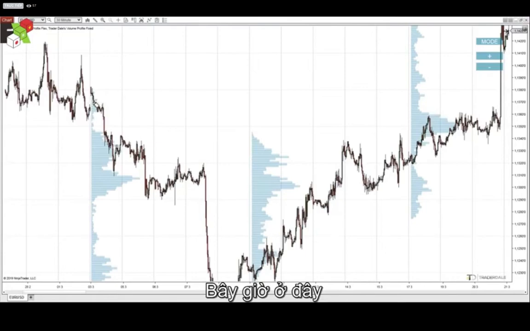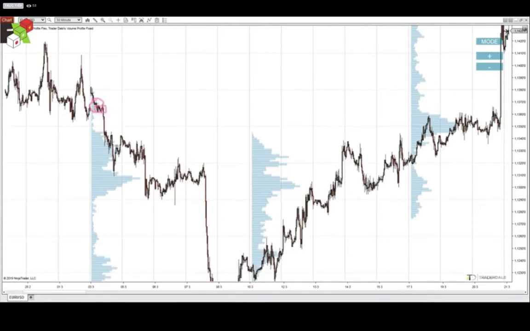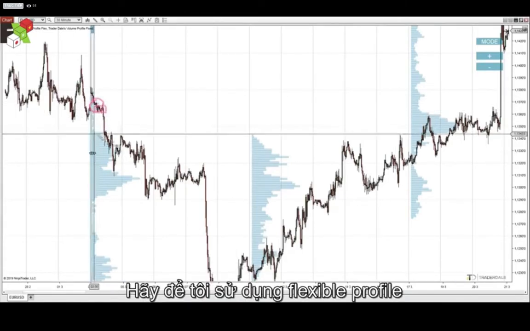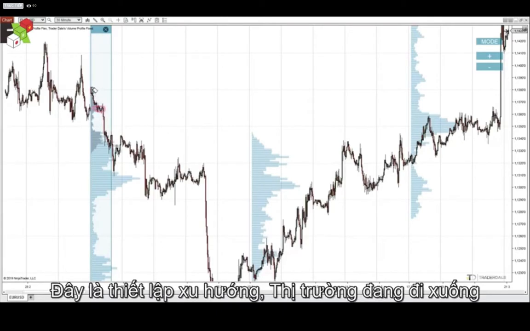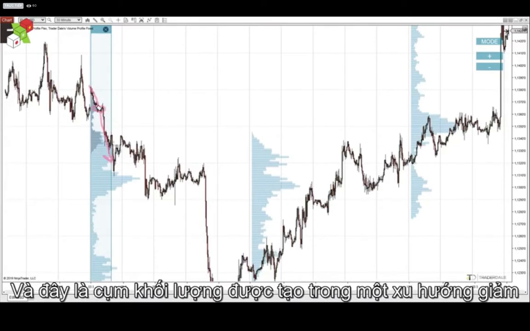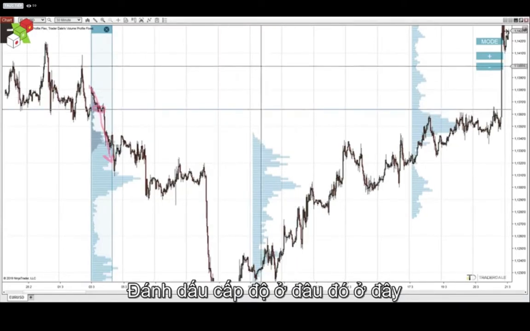Now, in here, on the weekly profile, you can see significant volume cluster created in this rotation. Let me also use the flexible profile, like this. So, in here, heavy volumes got accumulated. This is the trend setup. Market's going downwards, and this is a volume cluster created within a downtrend. So this is the trend setup, marking the level somewhere in here.